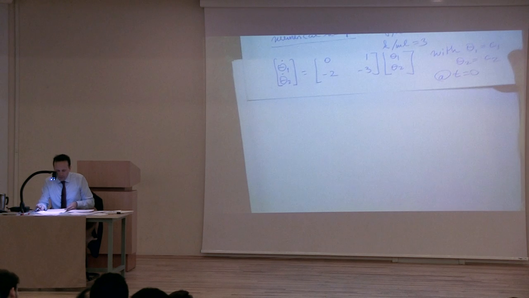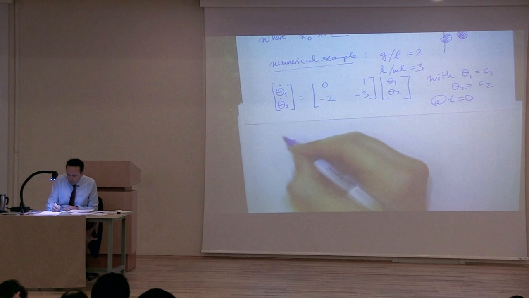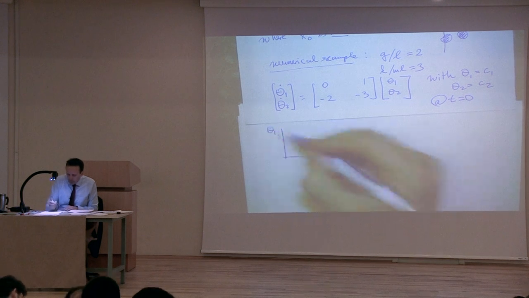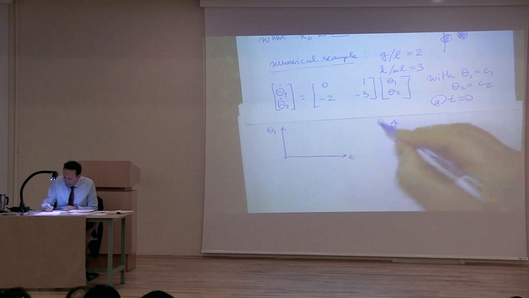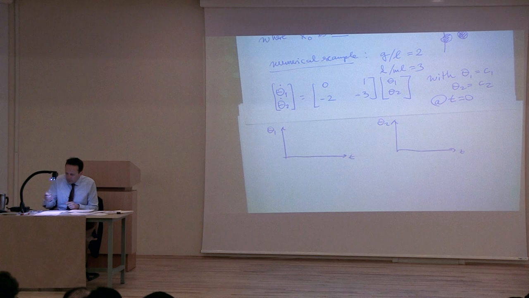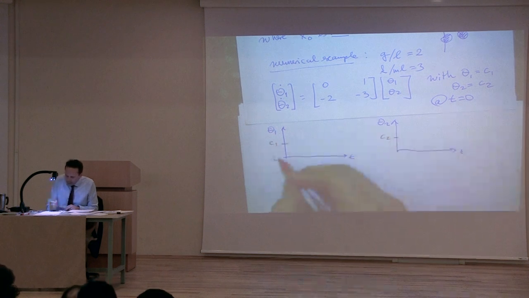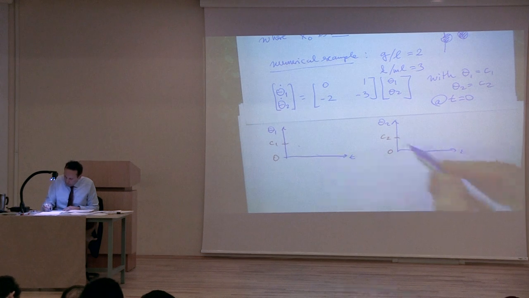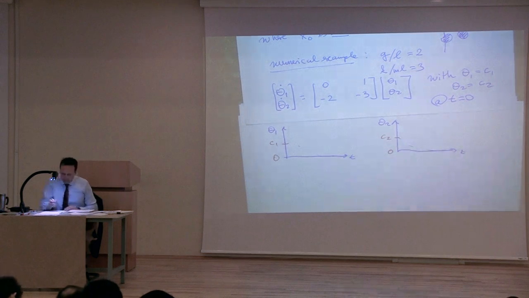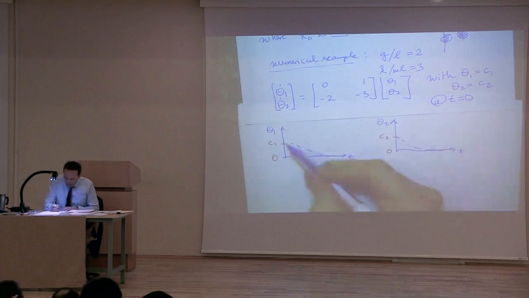Okay, so we are expecting something like that. We are expecting that we should be able to plot theta 1 as a function of time and theta 2 as a function of time if theta 1 starts at C1 and if this one starts at C2, and let's say this is the zero point. Because this is a stable equilibrium point, I know it's going to come back to this point. I don't know how, but it will come back to zero somehow. Maybe oscillating, maybe not oscillating, but it will come back. So I need to find this curve.